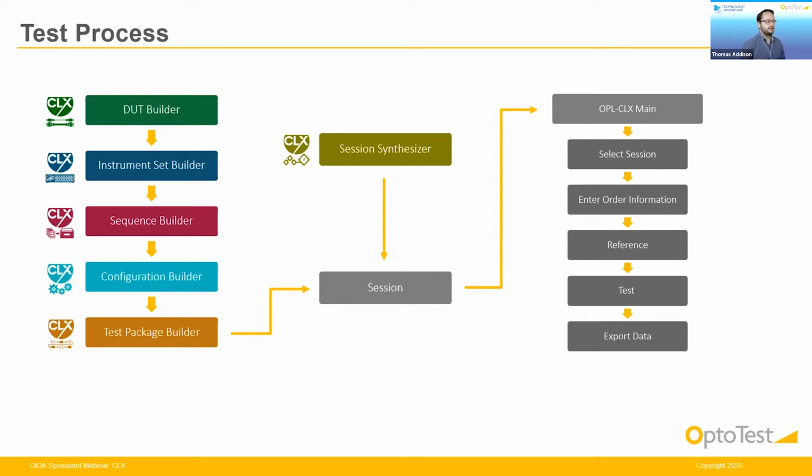And then the test package builder wraps this all up together to create a test package that you can use to create a session to test. We have recently introduced a more streamlined version of our 5 builders, a 5-in-1 that we call the session synthesizer. The session synthesizer gives up a little bit of the control and flexibility you would have using the 5 builders. However, it is easier to use and a quicker way to get testing.